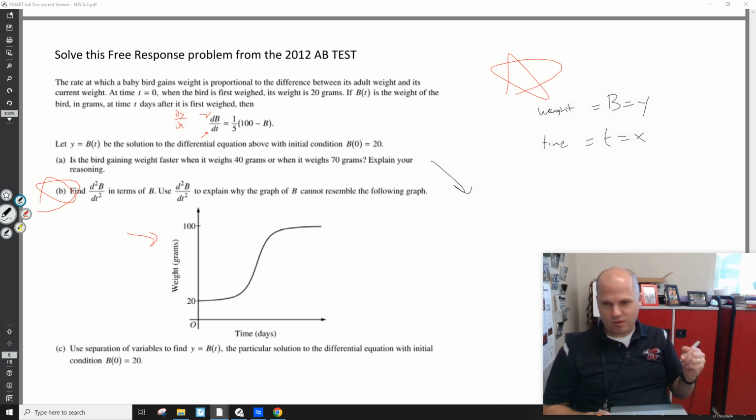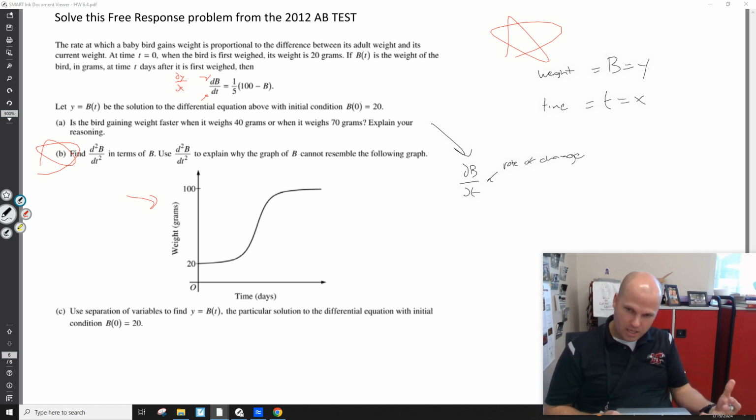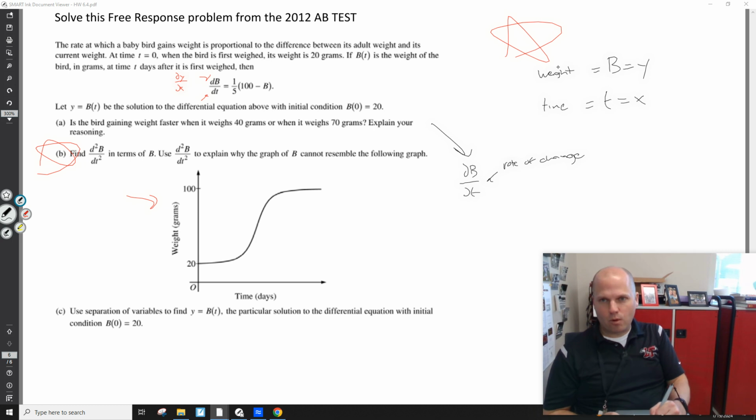The question is, for part A, and this is a great question, we're starting to go into real world situations, very much like a related rate. Is the bird gaining weight faster when it weighs 40 grams or when it weighs 70 grams? Now let's think about this, guys. dB dt is a rate of change. It's how quickly B is changing. How quickly B is changing is how quickly the weight is changing.